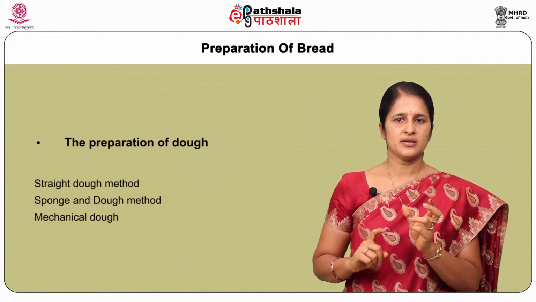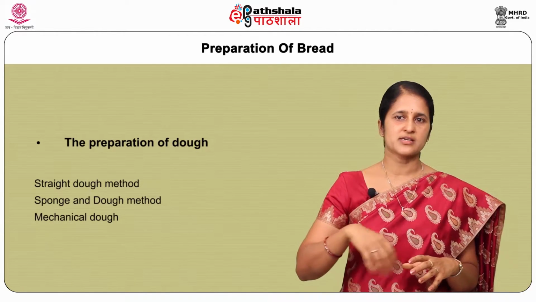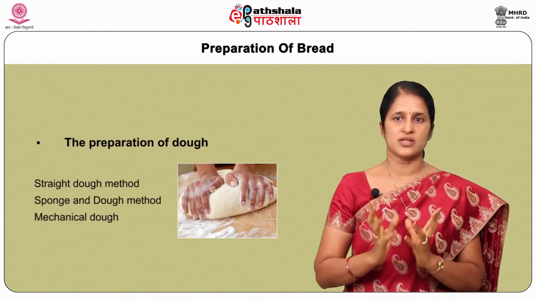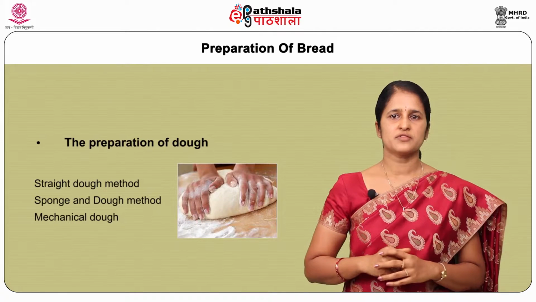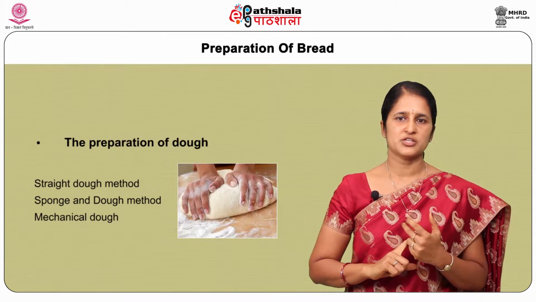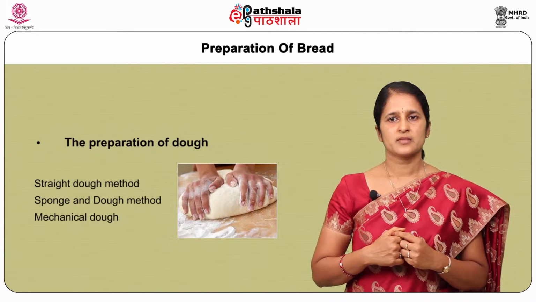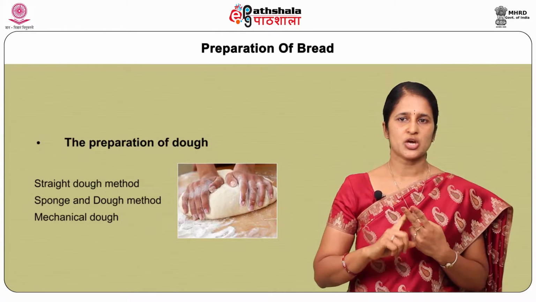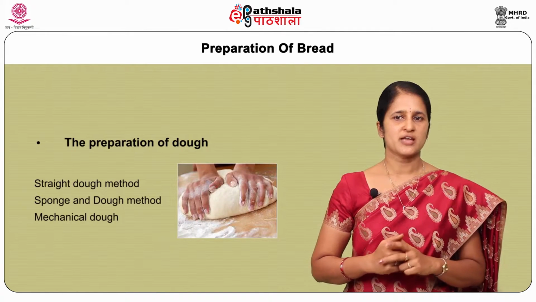In the straight dough method, this is a single step process in which all the ingredients are mixed together in a single batch. Mixing is continued until the dough attains the desired smoothness and elasticity. The advantages of this method are that it requires minimum labor and less time for fermentation. Also, it gives a better flavor. The sponge and dough method contains 2 stages, that is, formation of the sponge and the development of dough. The second method of preparing the dough is the sponge and dough method.